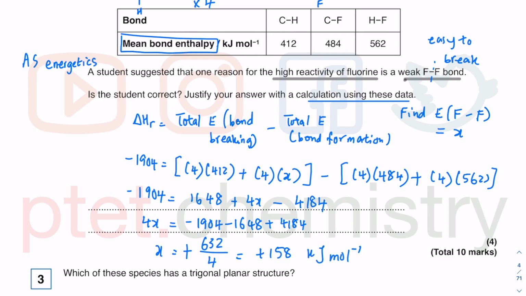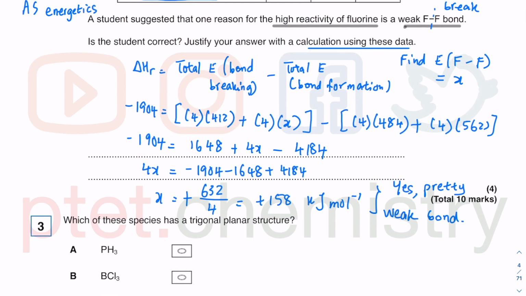This bond energy seems to be a bit low compared to the other bonds. So is the student correct? Yes, it is a relatively weak covalent bond, so it's quite easy to break, and therefore it's quite reactive. The question says justify your answer with a calculation, and I just did. Pretty weak bond energy there. That's it for that 10 marks question.